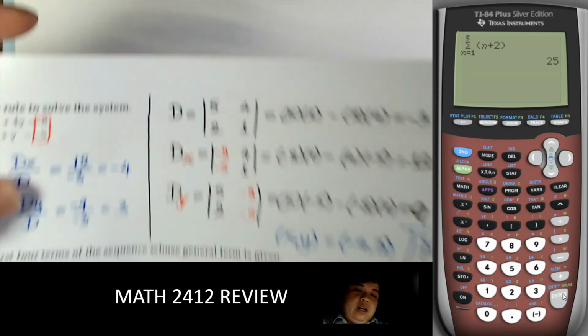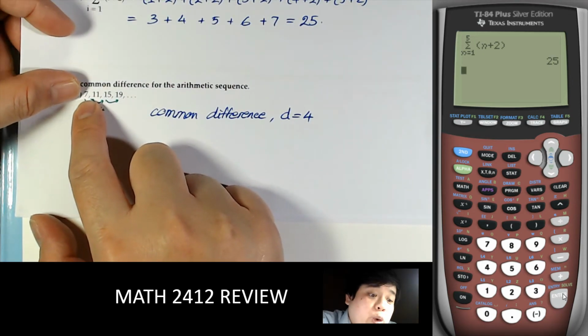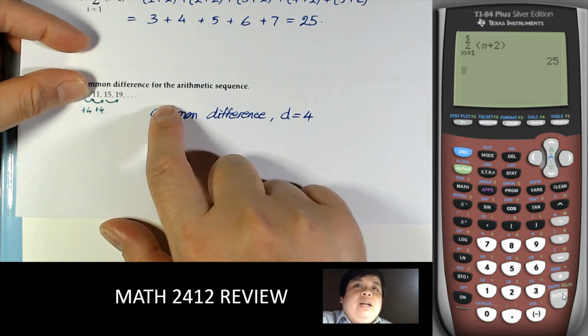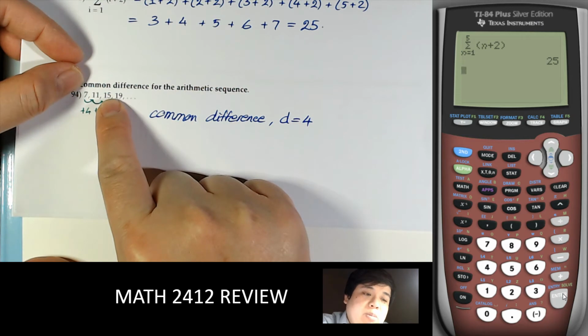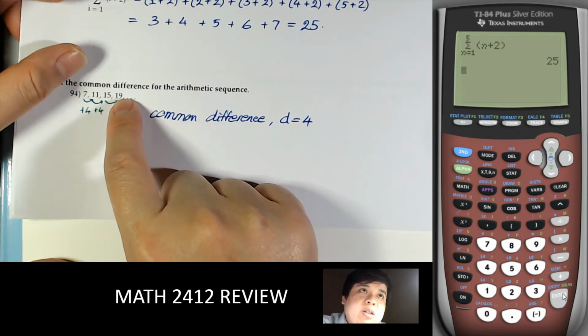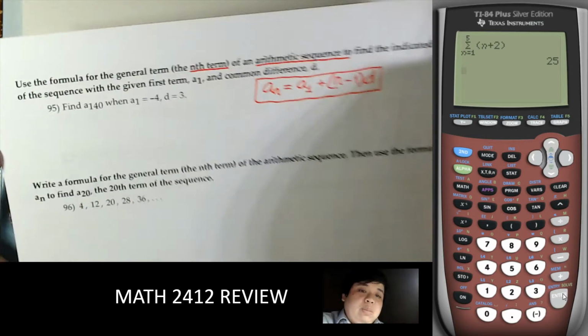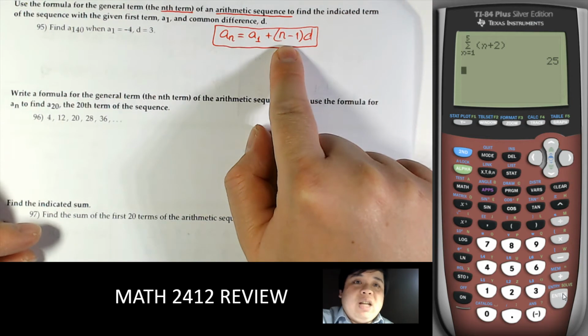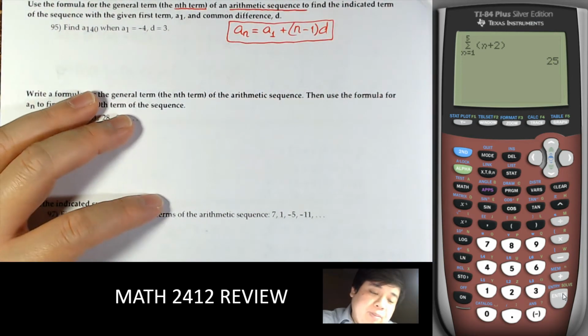Let's take a look at the last problem real quick. So we start with the first term. If we go to the next one, we take a step, and every step is a plus 4. If we want to go to the third number, we're going to take 2 steps. If we go to the fourth number, we're going to take 3 steps. So if we want to go to the nth number, we're going to take n minus 1 steps, and this step is a difference. So that's what we have.